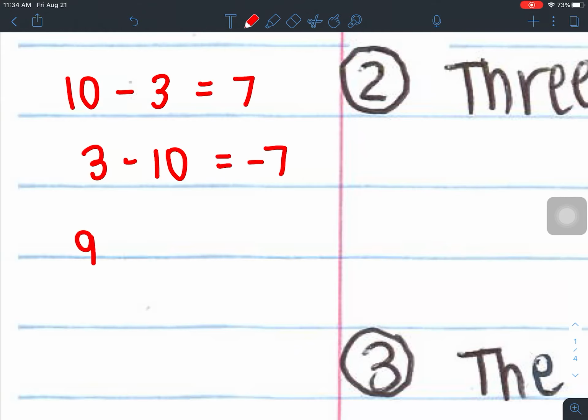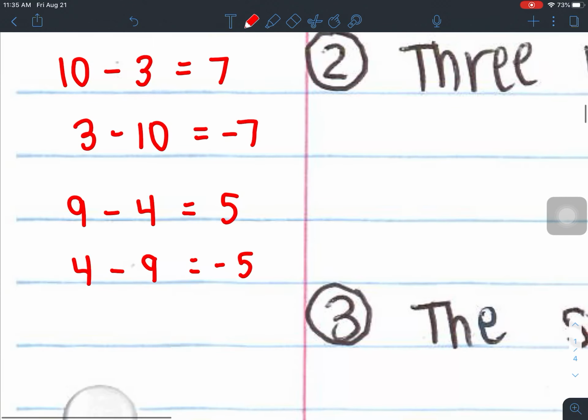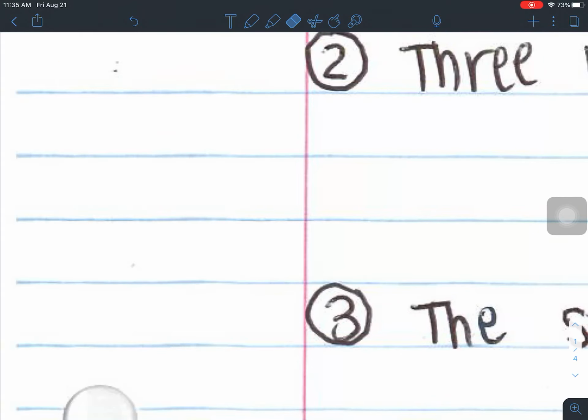Same thing with different numbers. If I do 9 minus 4, I get 5. If I do 4 minus 9, I get negative 5. So the order here does matter because it does end up changing the sign of the number in the end.